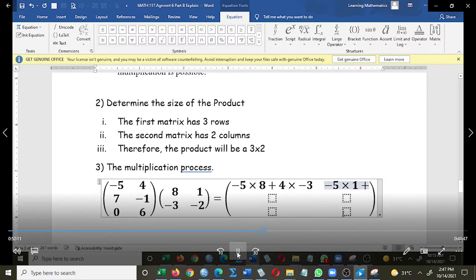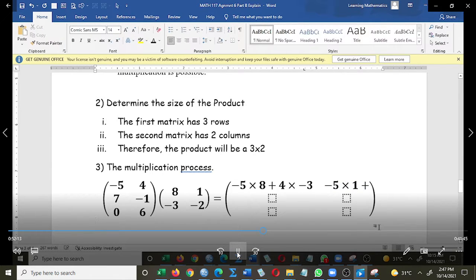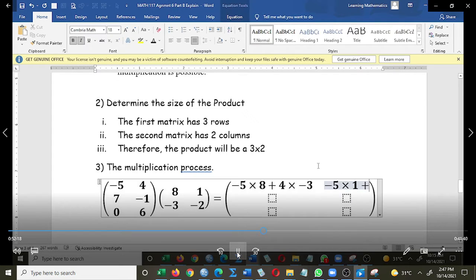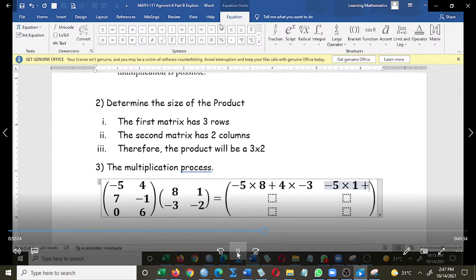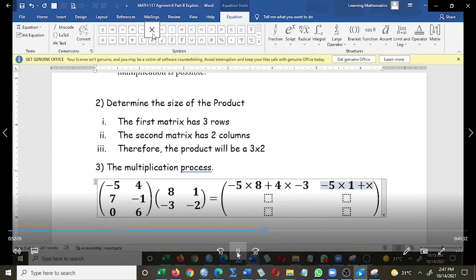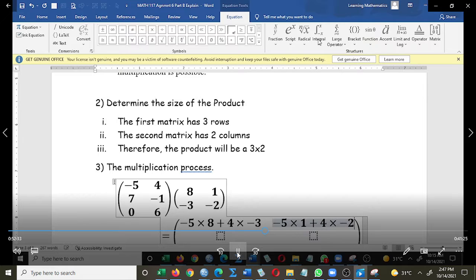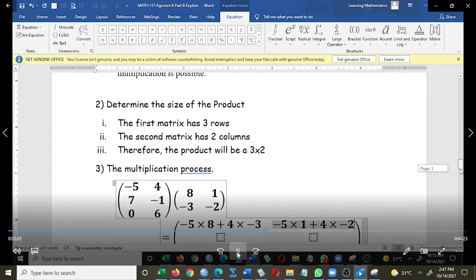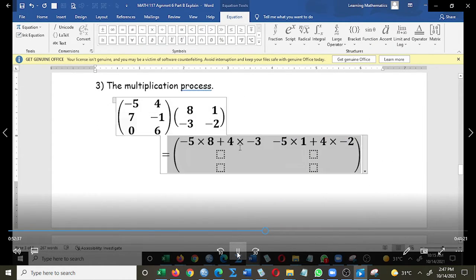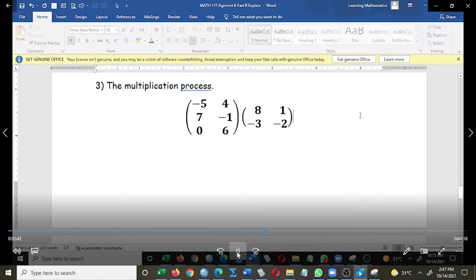And yes. Plus, right, 4 times negative 2. 4 times negative 2. Okay. Negative 2. Okay. So that's okay. Let's just cut this there and put this there.